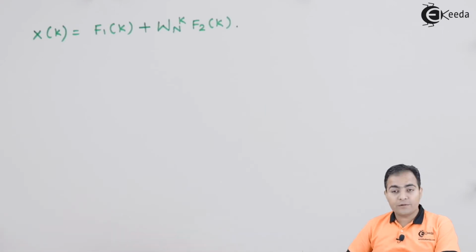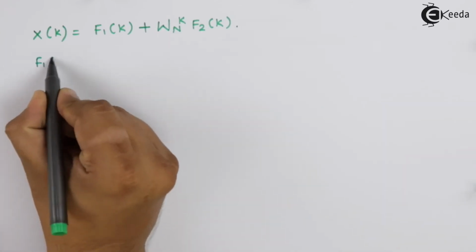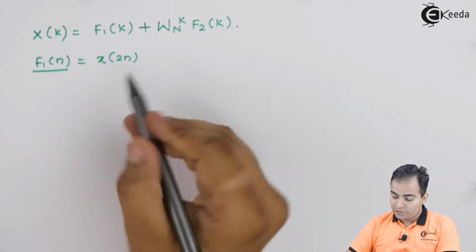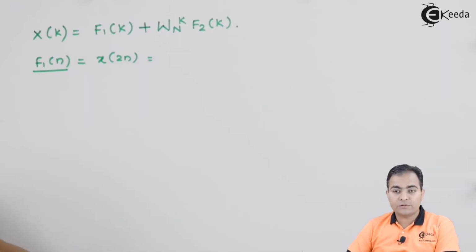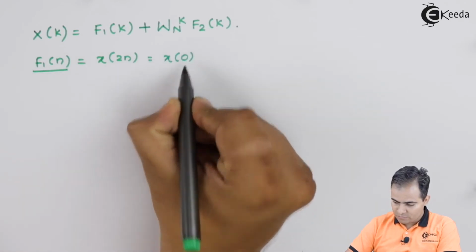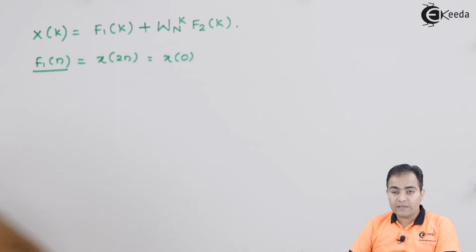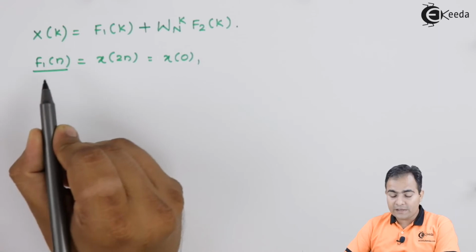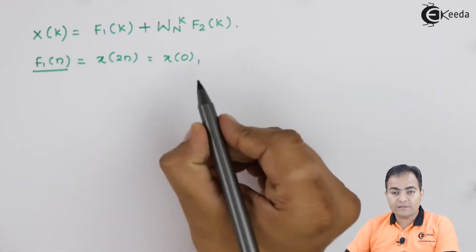So what was my f1 of k, or what was my f1 of n? It was f of 2n, and this f1 of n is calculated only for even values. So if I substitute n equals 0, then what do we get? 2 into 0 is 0. Or simply you can say this f1 of k is calculated only for even values. And if we are calculating this DIT-FFT for 8 points, then you will get the answer of even samples only in f1 of n.